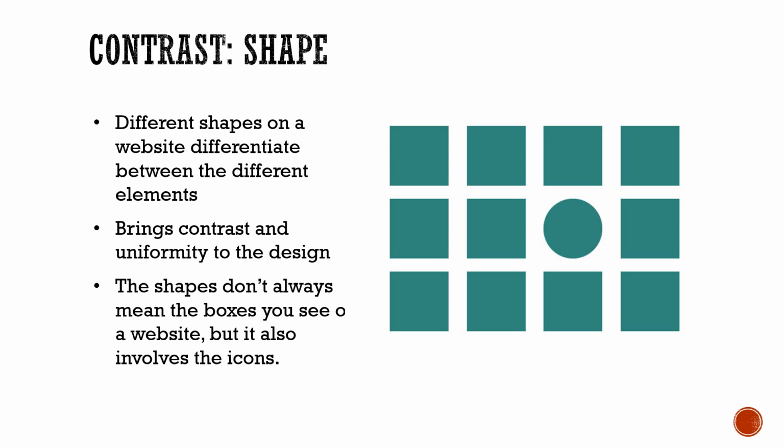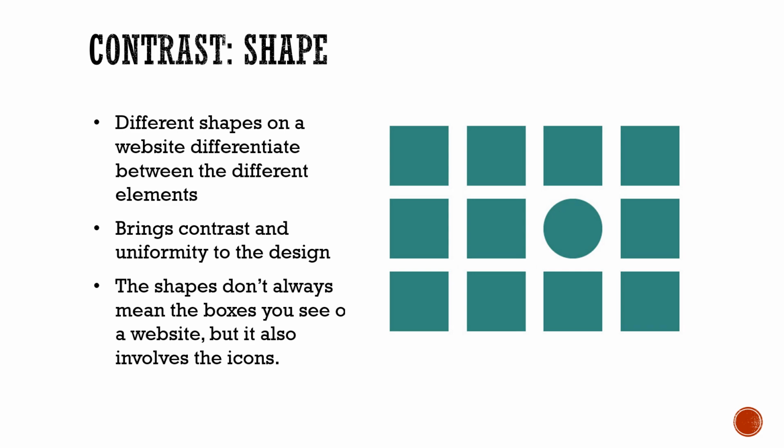Contrast in shape can be as basic as adding rounded corners to your quadrilateral elements, or as extreme as using circular elements together with square ones. Now, the different shapes on a website help us differentiate between the different elements. The shapes don't always mean the boxes you see on the website, but can also involve the icons.